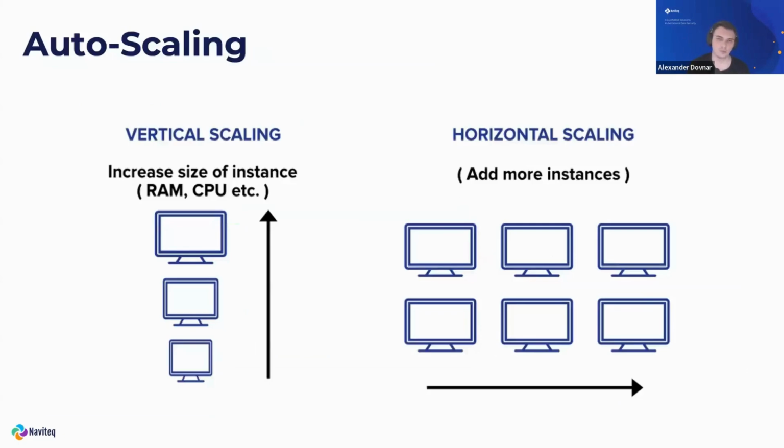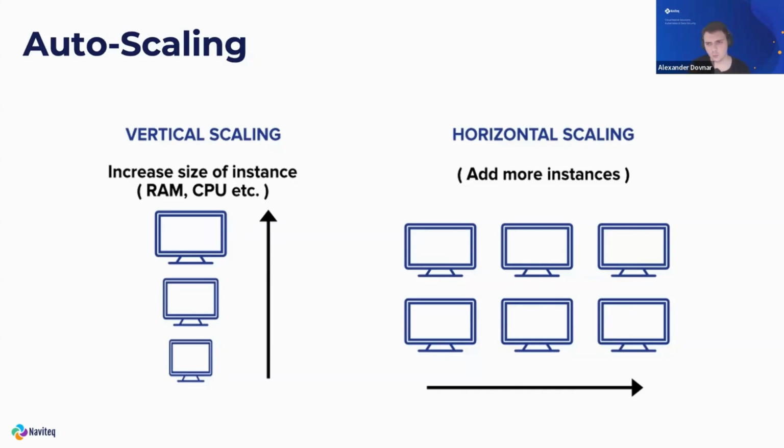Next thing we want to talk about in general is autoscaling. Autoscaling is a general statement, which can be of two types. First one, vertical scaling, when we are giving more resources to one, I don't know, virtual machine or pod, it doesn't matter.